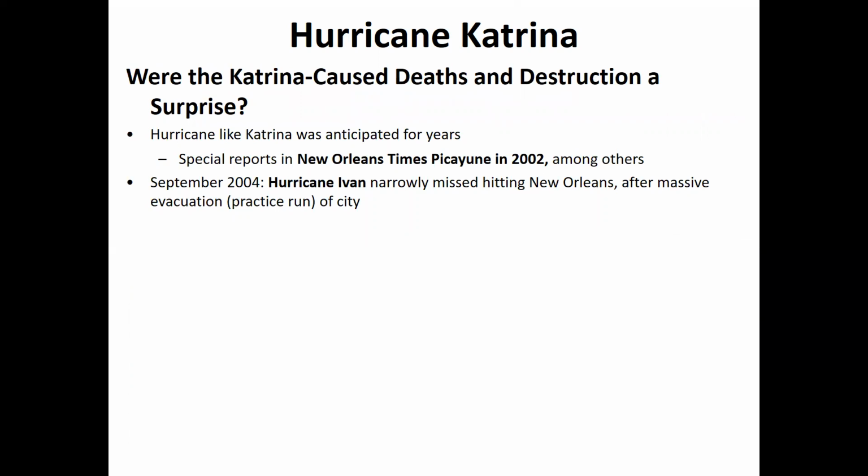So while Katrina caused deaths and destruction and surprise, a hurricane like Katrina was anticipated for years. There were special reports in the New Orleans Times in 2002, among others. And in September 2004, Hurricane Ivan narrowly missed hitting New Orleans after a massive evacuation, which was kind of like a practice run for the city. Now, you should know that New Orleans is barely above sea level, and it uses levees to keep the Mississippi River out. And so a lot of it is very low elevation. So with the storm surge and all the rain, it just filled in like a bathtub.